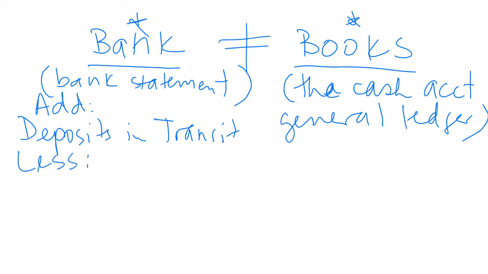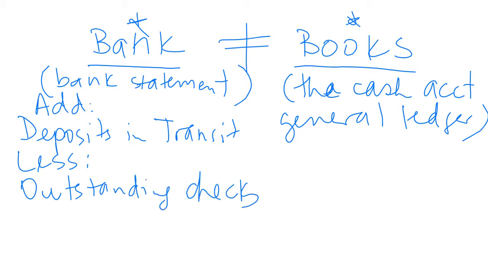Outstanding checks should be subtracted. These are checks that are issued by the company. They're recorded on the book side, but the bank has no knowledge of them just yet, and they have not been paid by the bank yet. So we will always add deposits in transit. We'll always subtract outstanding checks.